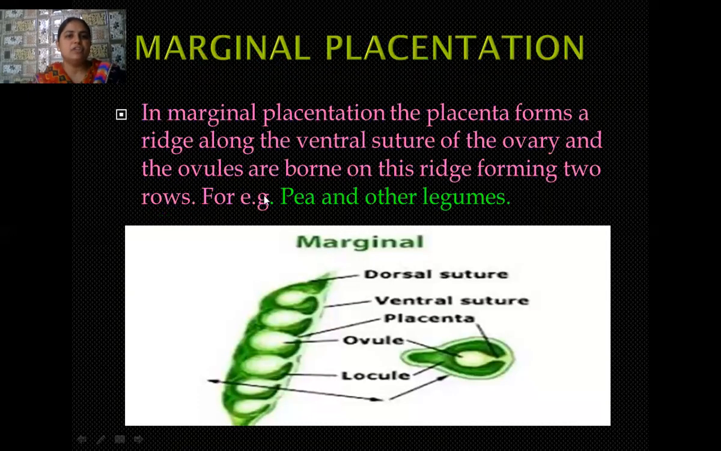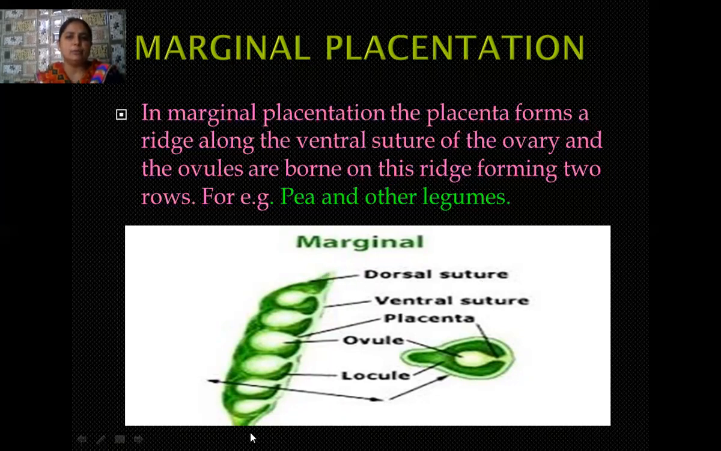Marginal placentation. The common example of marginal placentation is pea pods. In marginal placentation, the placenta forms a ridge along the ventral suture of the ovary. Whenever you open the pod of this pea plant, this is the ventral suture, and this is the dorsal suture.